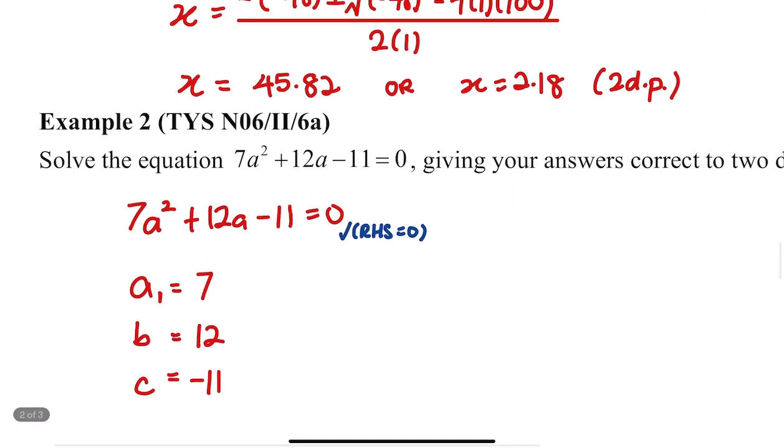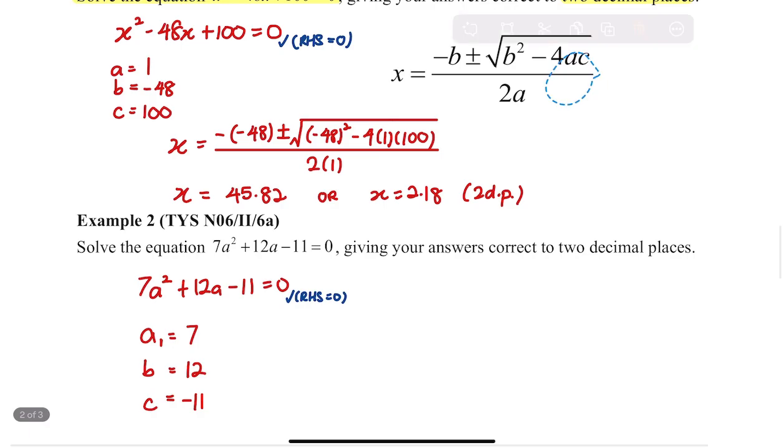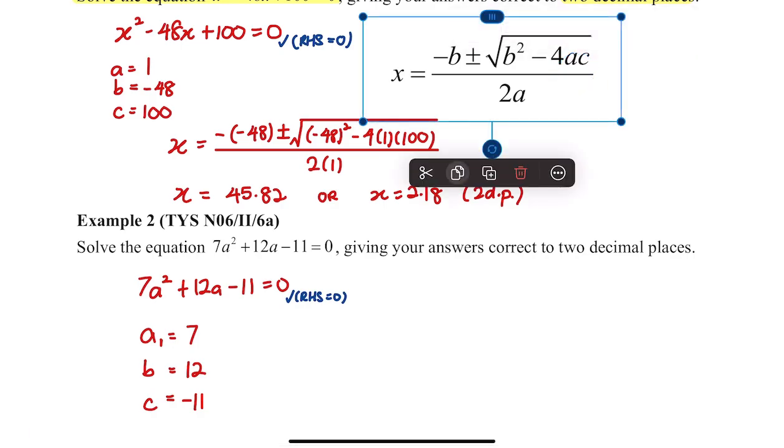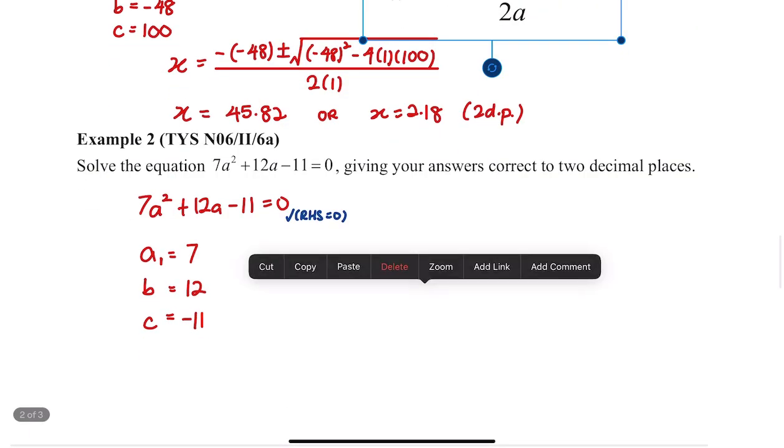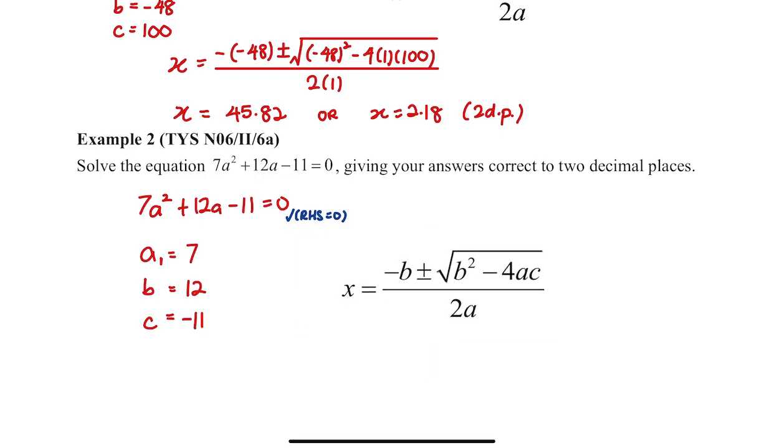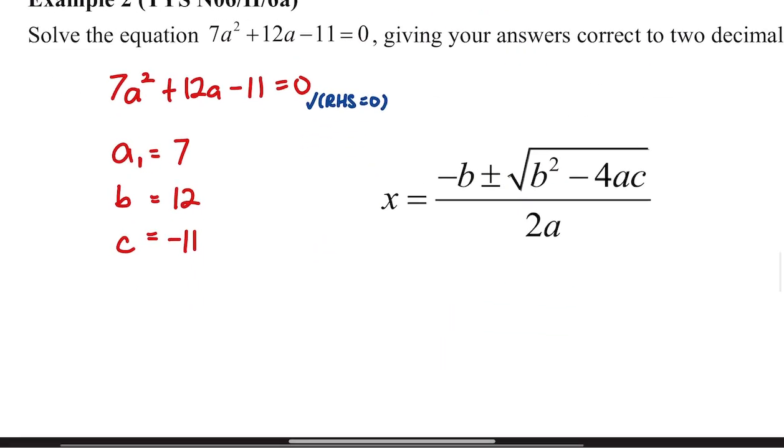Okay, so therefore if we were to apply the formula again, let me copy and put it down here. By the quadratic formula, instead of x here, I will have a. a is simply equal to negative b, so it's negative. My b is 12, so this 12 here, I put it down here. Negative 12 plus minus square root. Next part, b squared minus 4ac.